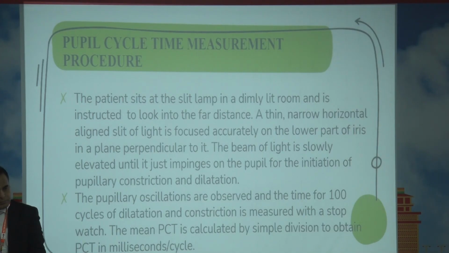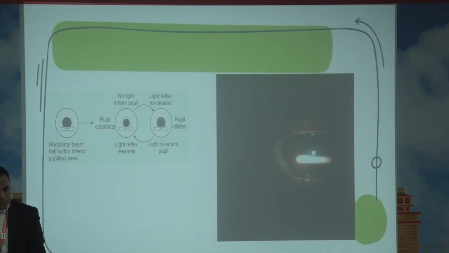The procedure: the patient sits at the slit lamp in a dimly lit room and is instructed to look into the far distance. A thin, narrow, horizontally aligned slit of light is focused accurately on the lower part of the iris in a plane perpendicular to it. The beam of light is slowly elevated until it impinges on the pupil for the initiation of pupillary constriction and dilatations. The pupillary oscillations are observed when the time for 100 cycles of constrictions and dilatations is measured with a stopwatch, and the mean PCT is calculated by simple division to obtain PCT in milliseconds per cycle. So these are the pictures.